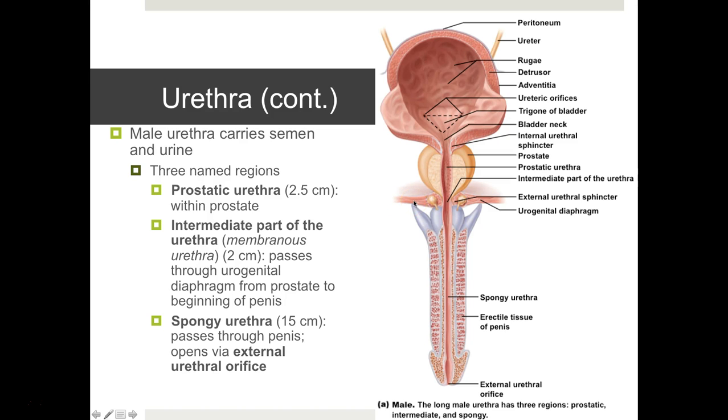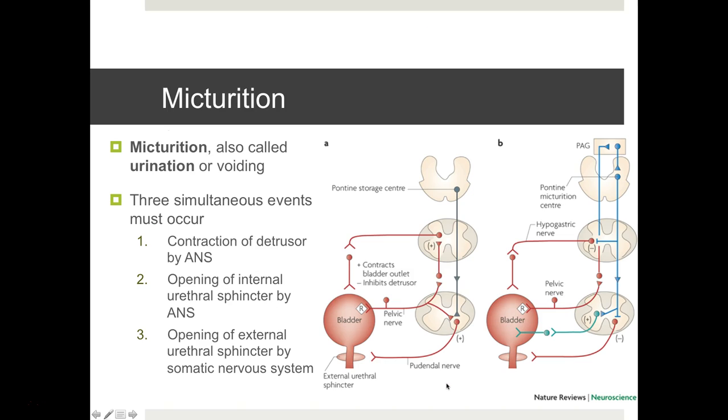And it passes through this area called the urogenital diaphragm that's made up of muscle. And it starts at the prostate, ends at the beginning of the penis, where we start to see that corpus spongiosum tissue. So from there on out, we call this the spongy urethra or the penile urethra, and it's about 15 centimeters long, passes through the penis and opens at the external urethral orifice, where we'll have that stratified squamous epithelium.